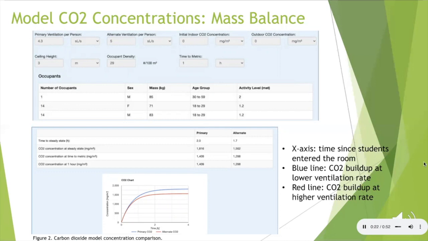Looking at the graph on the bottom of the slide here, we can see the x-axis shows time since students entered the room. The blue line represents the buildup of CO2 at a lower ventilation rate, and the red line represents the CO2 buildup at a higher ventilation rate. From this, we can see that the longer the students are in the room, the higher the CO2 concentrations are going to be. And the graph also shows that the accumulation of CO2 is lower when there's a higher ventilation rate in the room.